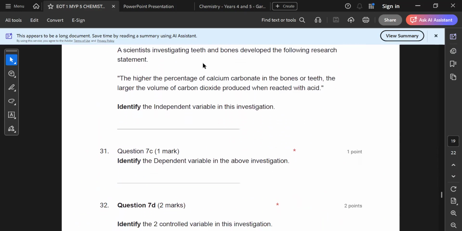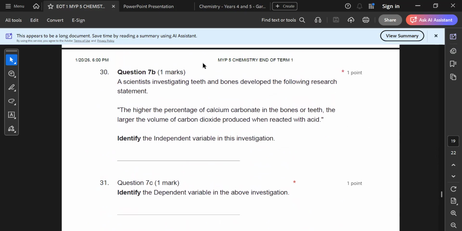So right here, they are saying that the higher the percentage of calcium carbonate in the bones or teeth, the larger the volume of carbon dioxide produced. So, when we identify the independent variable from a research statement, what you do is simple. Normally, when writing them, the first factor they talk about is the independent variable. And the second factor they mention becomes the dependent variable. That is how it's written.